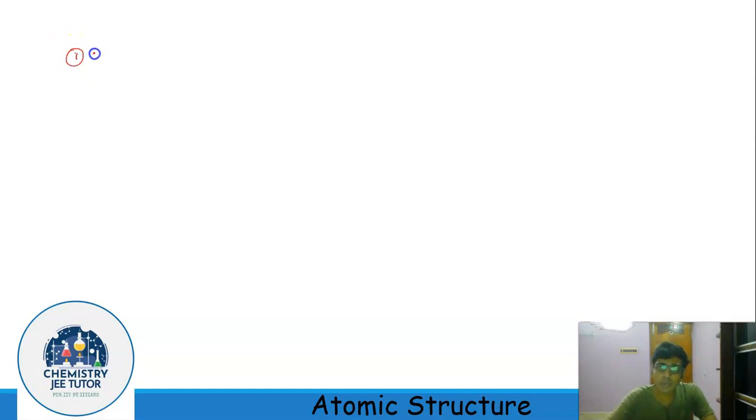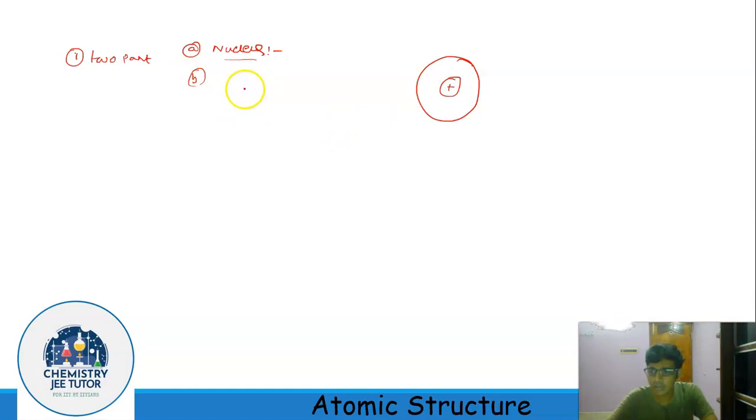an atom has two parts. First, the part where the positive charges are concentrated, that is called the nucleus. And second, the negatively charged electrons are revolving around the nucleus, and this portion is called the extranuclear part.